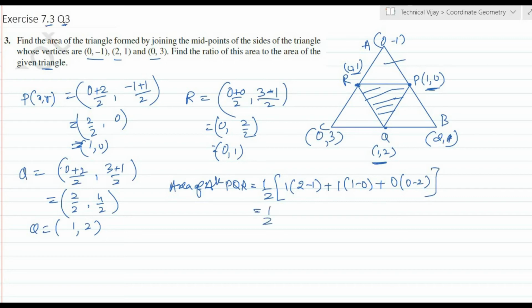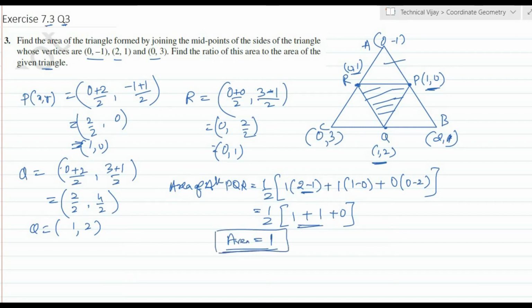So here half of, 2 minus 1 is 1, 1 into 1 is 1. So plus 1 into 1, 1, plus 0. So this is 1 plus 1, 2, 2 by 2 is 1. So the area of PQR is equal to 1.